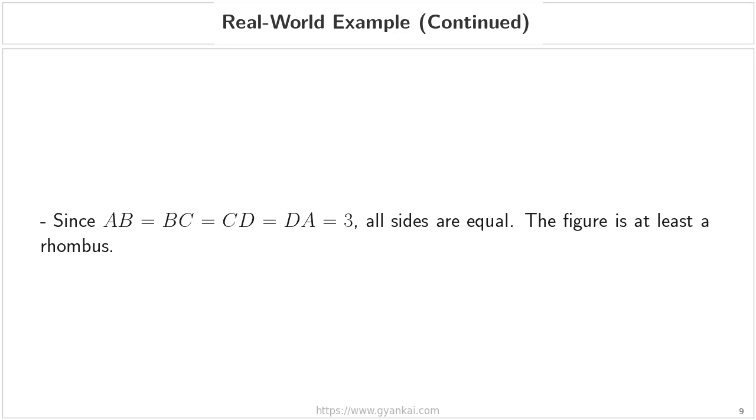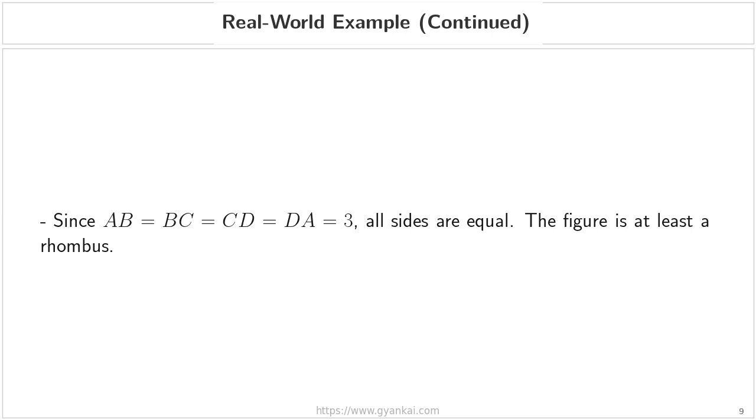Now, let's look at what these calculations actually tell us. Since we found that the length of sides AB, BC, CD, and DA are all equal to 3 units, we have successfully proven that all four sides are equal. However, remember what we discussed in our earlier methods. Having 4 equal sides only guarantees that the figure is a rhombus. To move from a rhombus to a square, we need one more piece of evidence.